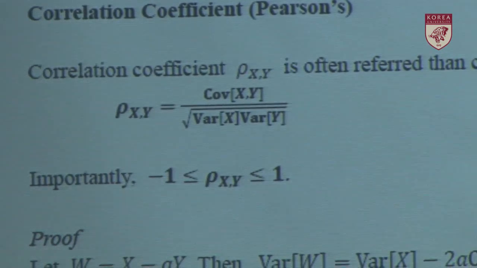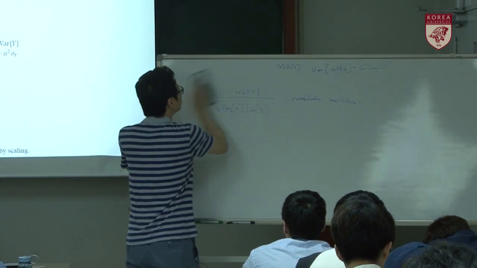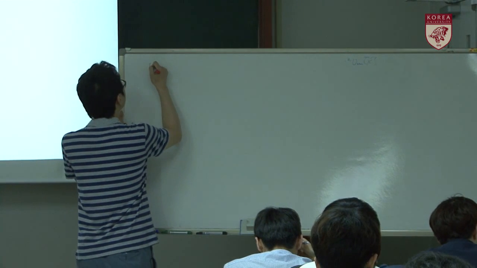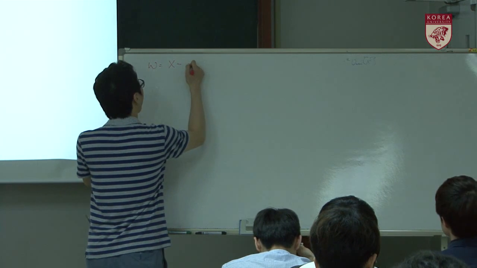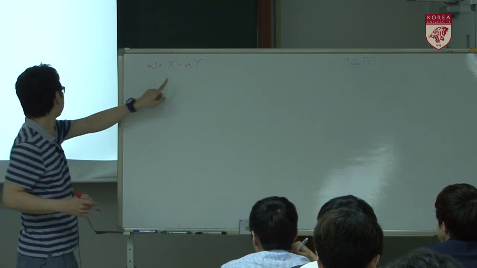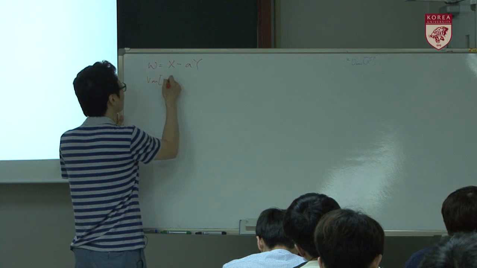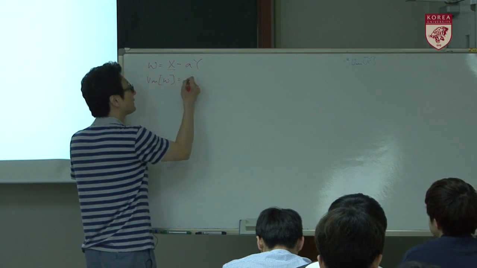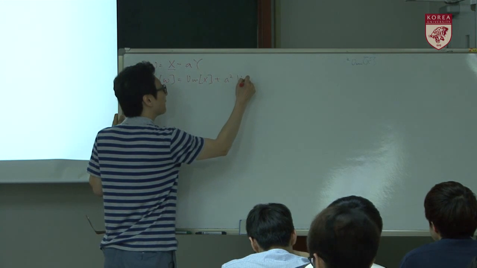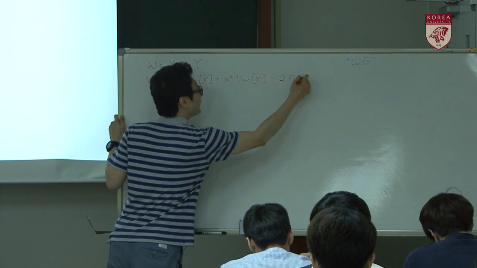So let's see how we prove this limitation of the correlation coefficient. Let's think about W equal to x minus ay. So W is a random variable derived from x and y through this function. Here we want to calculate the variance of W. So the variance of W is the variance of x plus the variance of ay, which is a square times the variance of y, and minus 2 times the covariance of x and ay.